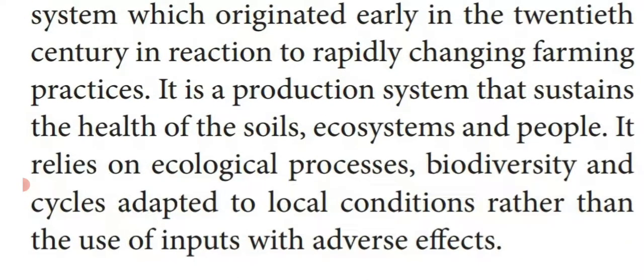Then it relies on the ecological processes. Different processes occur in the environment or ecology. Then biodiversity, variation between the plants and animals which is present in the particular environment and also all over the world. That is said to be biodiversity, and their cycles adapted to the local condition. That means based upon the particular environmental situation, how these plants and animals can survive or adapt in the particular environment.